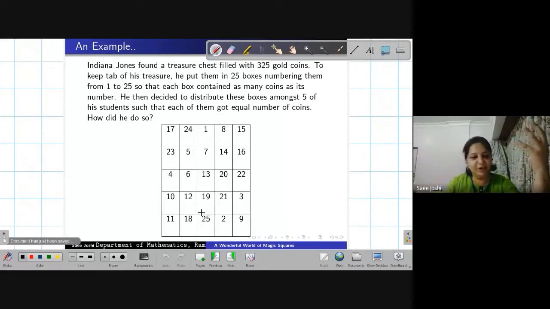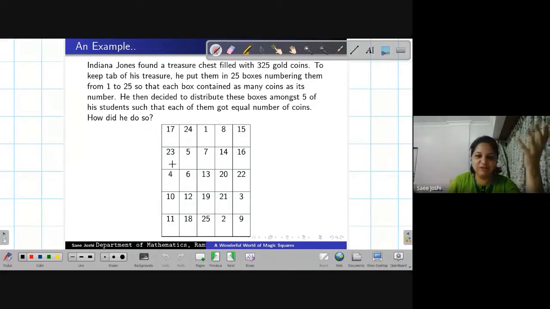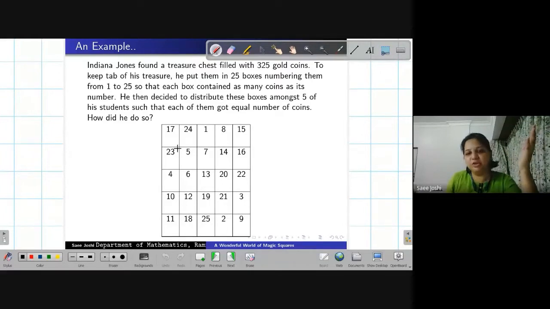So you can either give boxes 17, 23, 4, 10, and 11 to the first student, 24, 5, 6, 12 and 18 to the second student, and so on. Or you can go row wise. The reason this will work is because if you take every column and total up all the numbers in the grid, that will sum up to 65. Same goes for the rows as well.